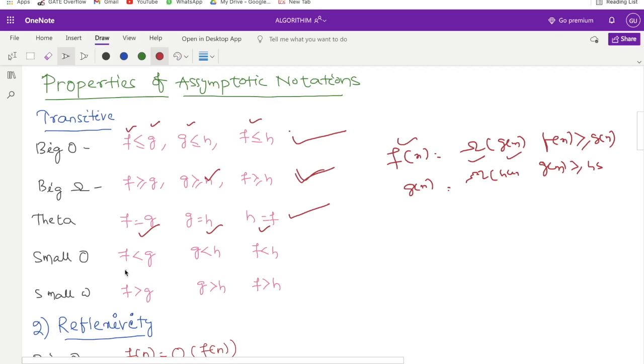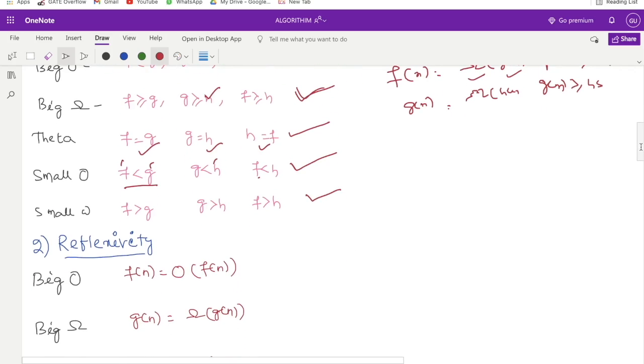About the small o, if f is strictly less than g and g is strictly less than h, then obviously f will be strictly less than h. You can take an example: f is a person, g is a person, h is a person. Taller, whatever we have taken in the previous example, g is taller than f, h is taller than g, and definitely h will be taller than f. So small o also follows the transitive property. Small omega will also follow the same property. You can apply the same logic to it and get the proof done.